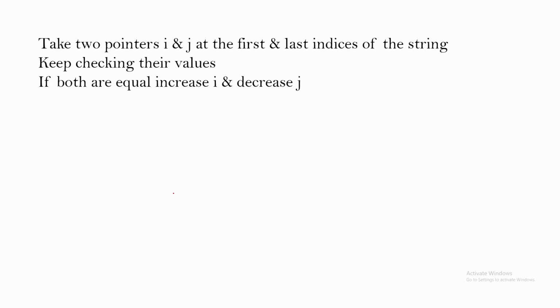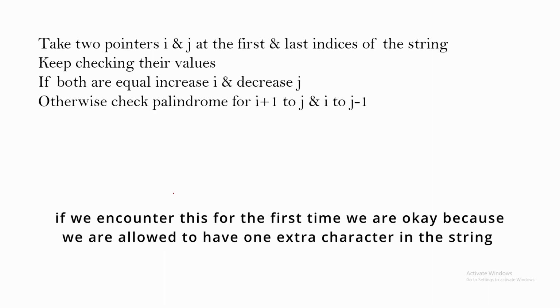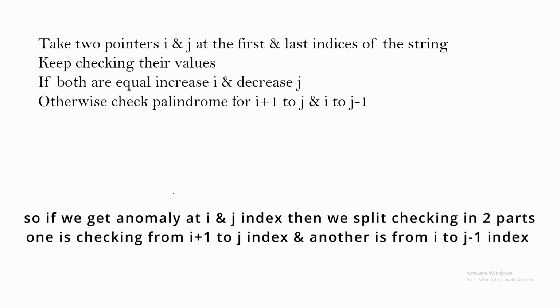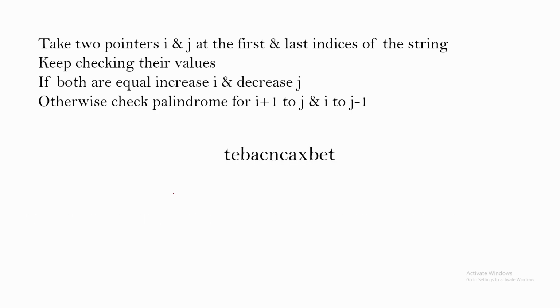But if we encounter a situation where the ith and jth characters are not equal, then what do we do? Then we check palindrome for the i plus 1th to j and i to j minus 1th index. Let's try to explain this scenario. Here we can see a string. Now we will apply this approach to the string.